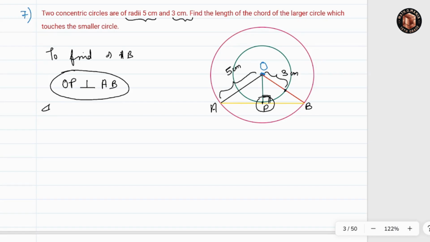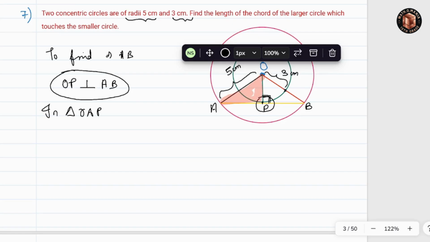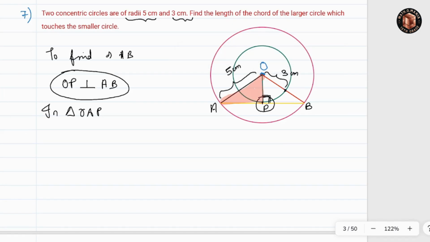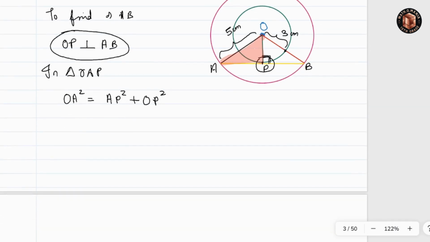Then what we can do? In triangle OAP, by applying the Pythagoras theorem, what can I write? OA is our hypotenuse, right? OA square equal to AP square plus OP square, right? Using the Pythagoras theorem. What is the OA square here? 5 square equal to AP square. We don't know the value for the AP square, so I will keep the AP square the same.